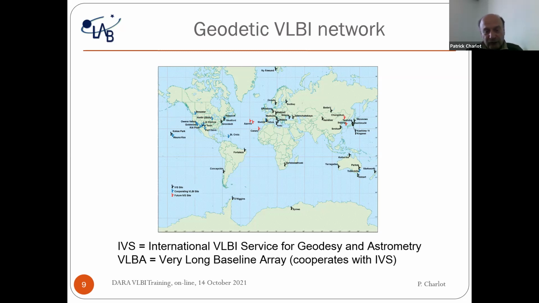You have several experiments per week, so that you can track the Earth's orientation, because at some level it is not predicted. So that's why you need to monitor it. And you also have the VLBA, the Very Long Baseline Array, which is a network consisting of 10 stations spread over the US, including from Puerto Rico to Hawaii. And this network also cooperates with IVS and joins for some sessions. So you have some common sessions with IVS on the VLBA.